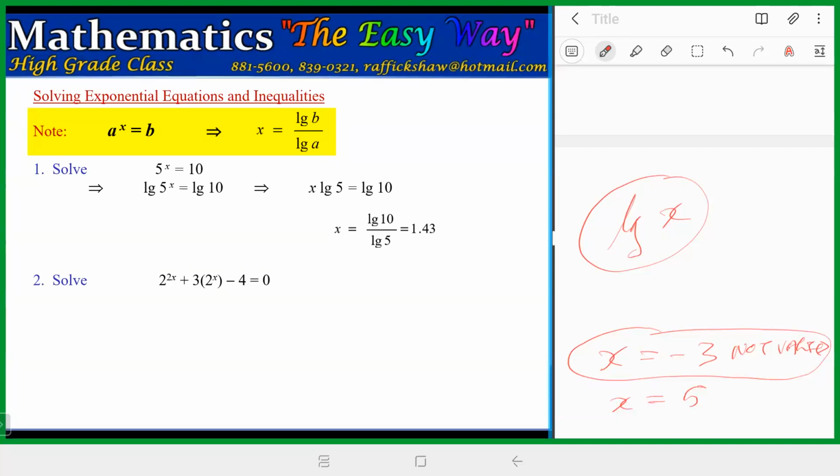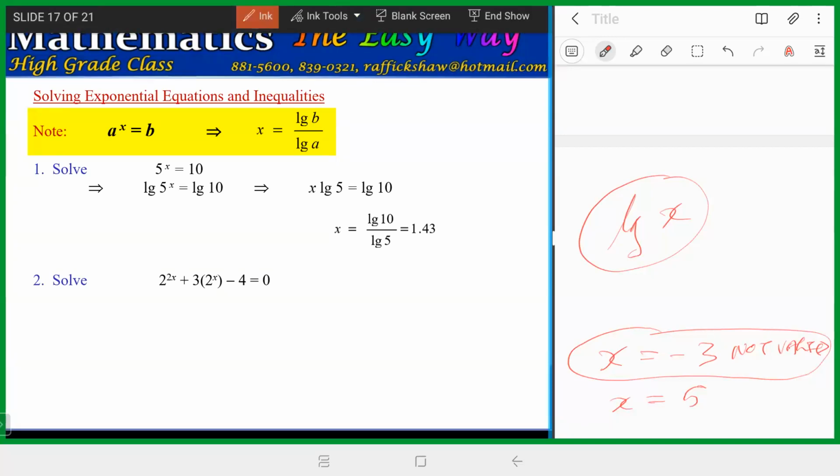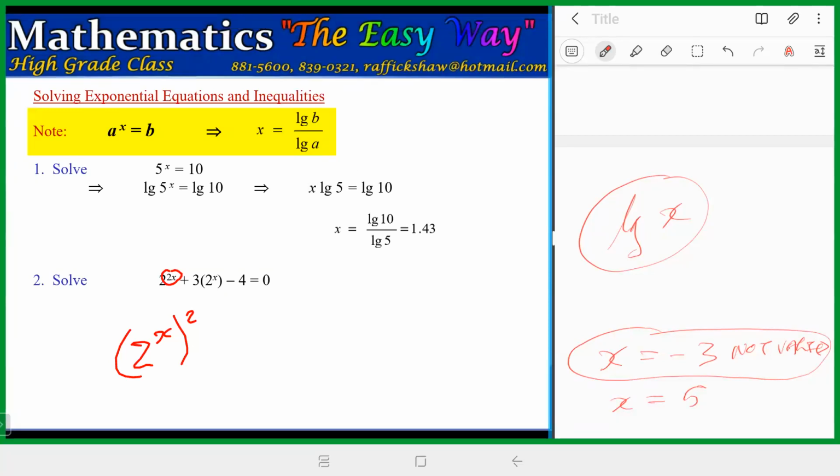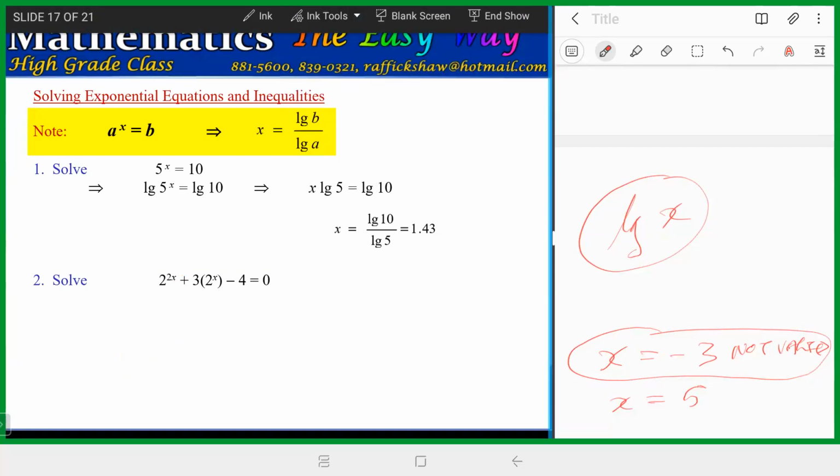So remember this power of 2x right here can be split and written as 2 to the x squared. Right? You have to know those things. So it becomes a quadratic in 2 to the x. Now, A-level math students get this, pure math students get this as well. A pure math student would get a question looking like this, the same kind of thing.